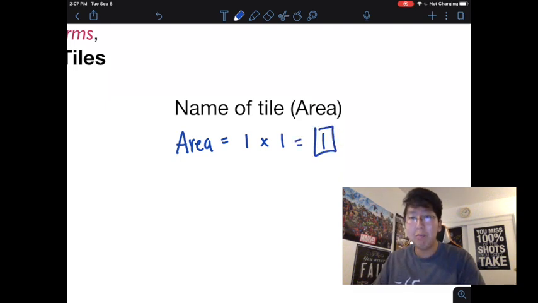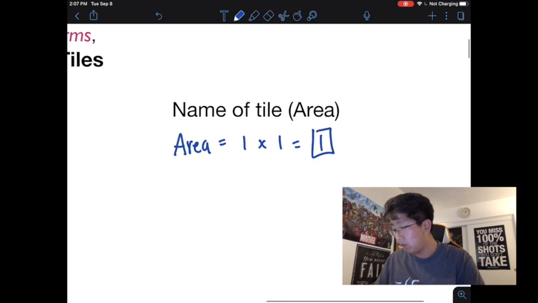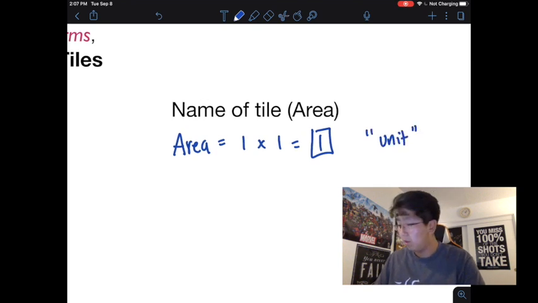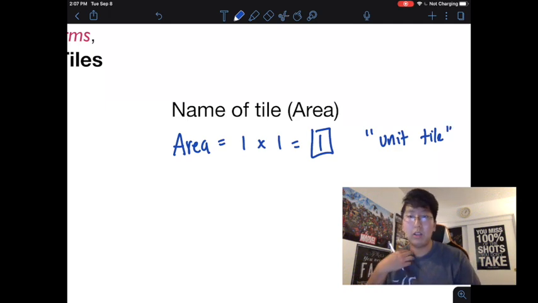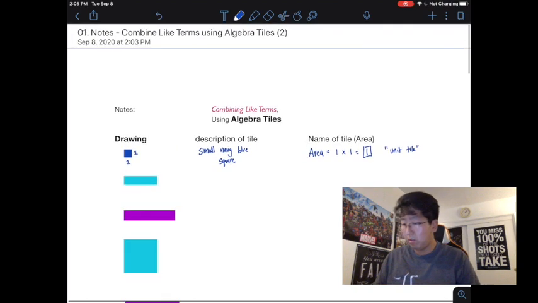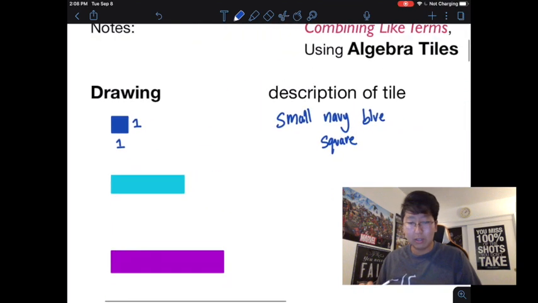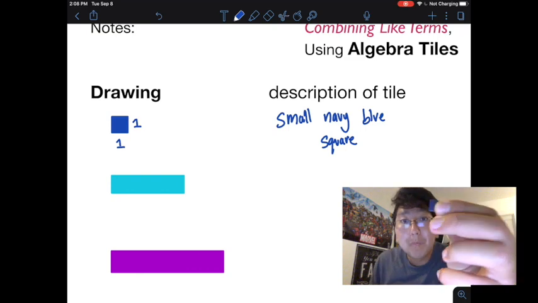So the name of this tile is going to be a unit, 1 unit, a unit tile. Let's say unit tile. We're going to call this a unit tile because it's 1 times 1. So that's the very basics, and that's this one right here.